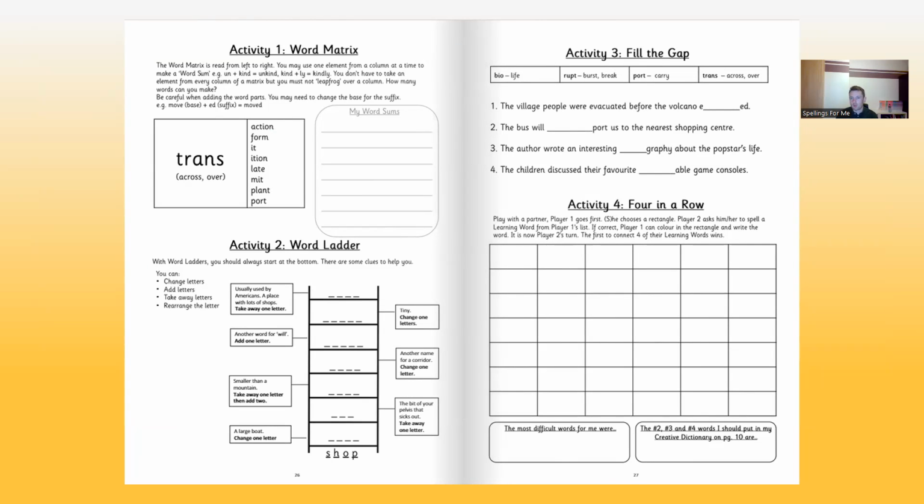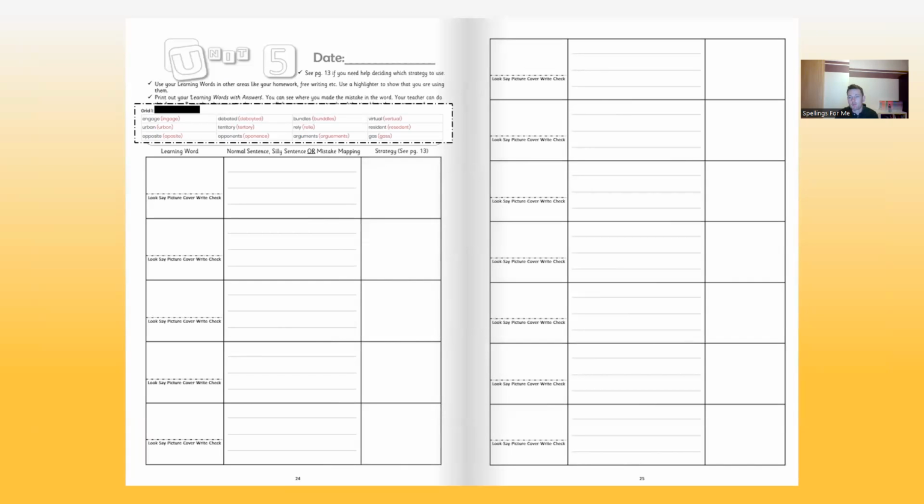Tuesday will be the word ladder completed in school. Wednesday will be fill the gap completed in school. And then on Thursday, they have the game. The game will usually be every second Thursday, just so you're aware. So the benefits are completely there if you complete these activities in school. If your class is new to Spellings for Me, I would urge you to complete every area of the workbook in school until Halloween at least, maybe even Christmas if it's your first year of using it.